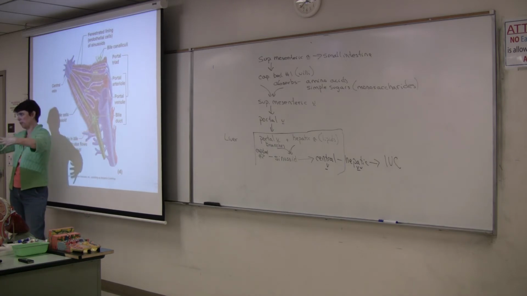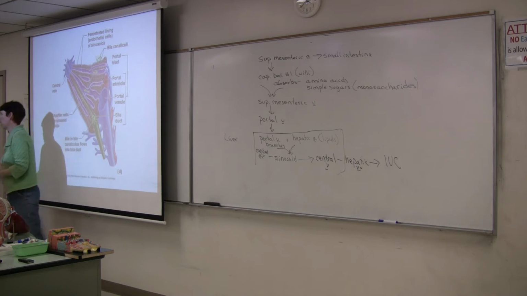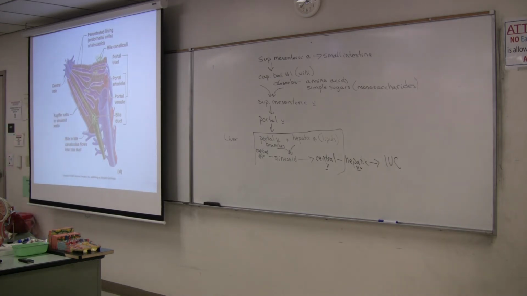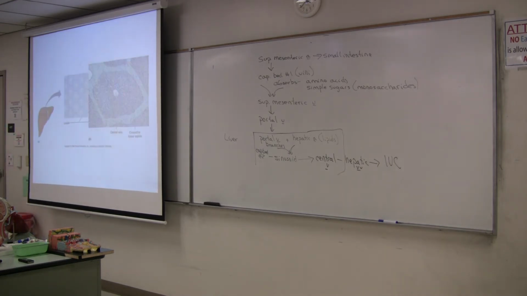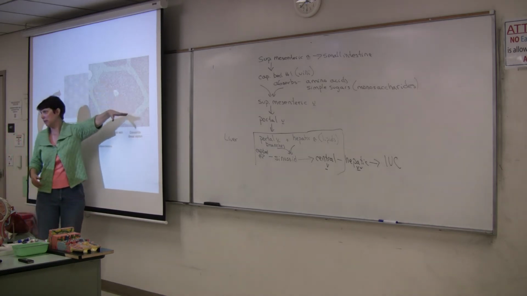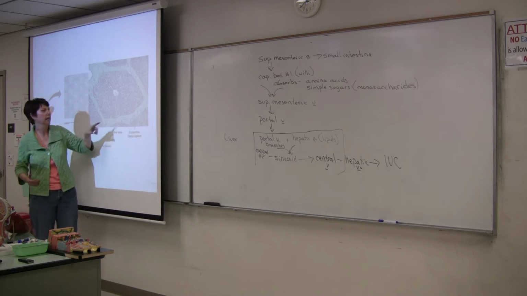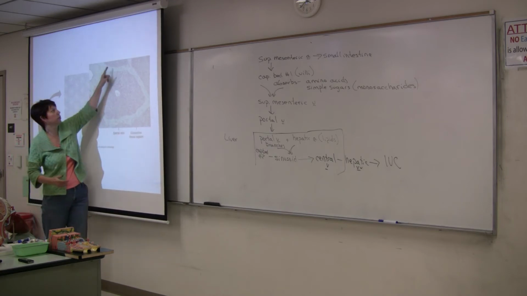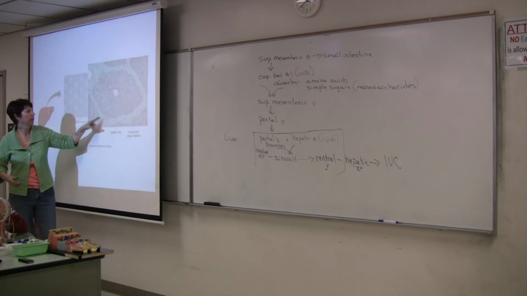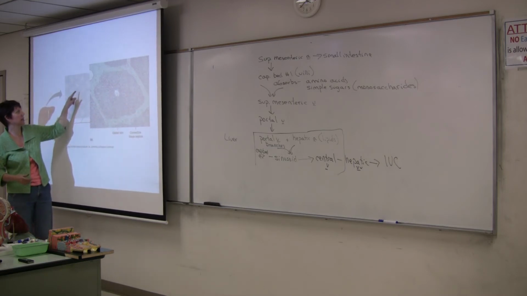We have 6 of those portal triads for each lobule. So let's go back to this diagram, which is a little more difficult to understand. Here is one liver lobule. This is from a pig, which has a lot of connective tissue. In a human, it's not as easy to find the corners, where the portal triads would be, shared by other portal triads. Here's the central vein.